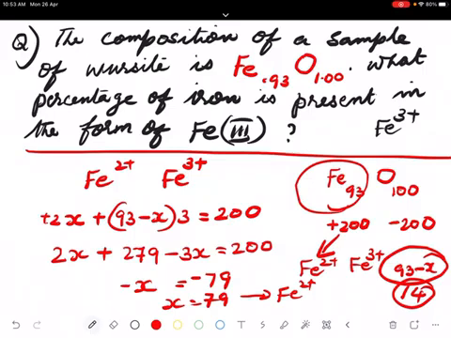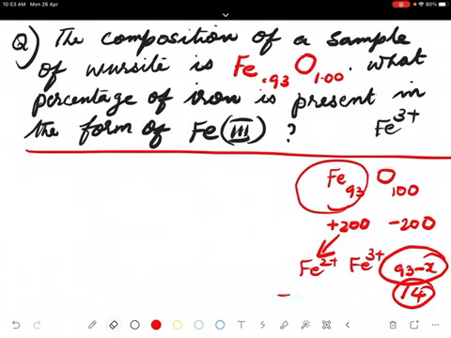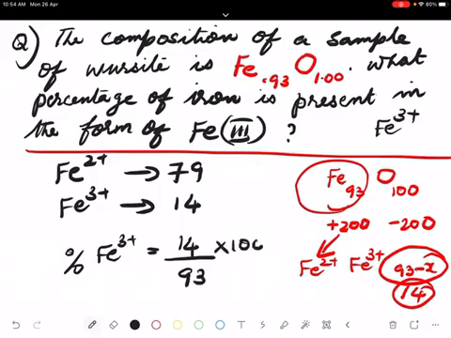So let's find that out. Fe2+ is 79, Fe3+ is 14. So altogether it is 93. Now what percentage of iron is Fe3+? Percentage of Fe3+ is equal to 14 divided by total 93, into 100. So let's calculate that. 14 divided by 93 into 100, this will be 15%. So the answer is 15%.